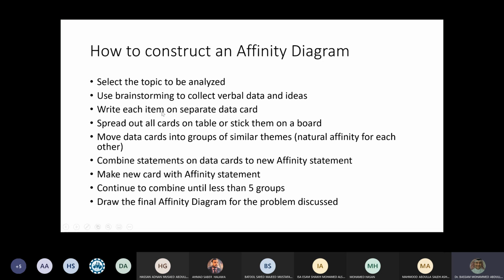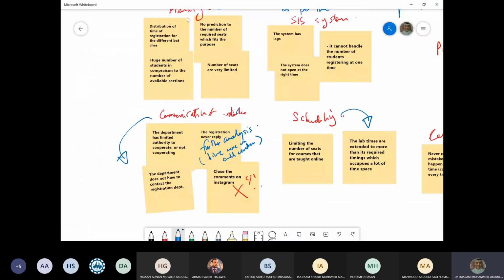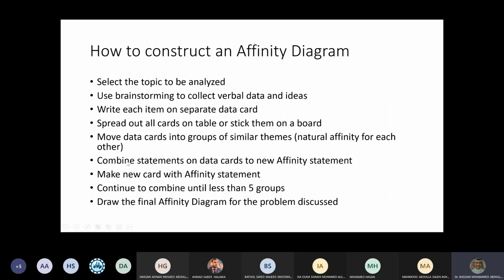barriers. Write each item in a separate data card. So I started writing it in separate cards. Separate out all cards on a table. I don't have a table, I stuck them on the whiteboard. Then move data cards into groups. So I started moving them into groups, as you have seen, putting them together. So we put our cards here into groups. This is one group, this is the second group, third group, fourth group, and so on.